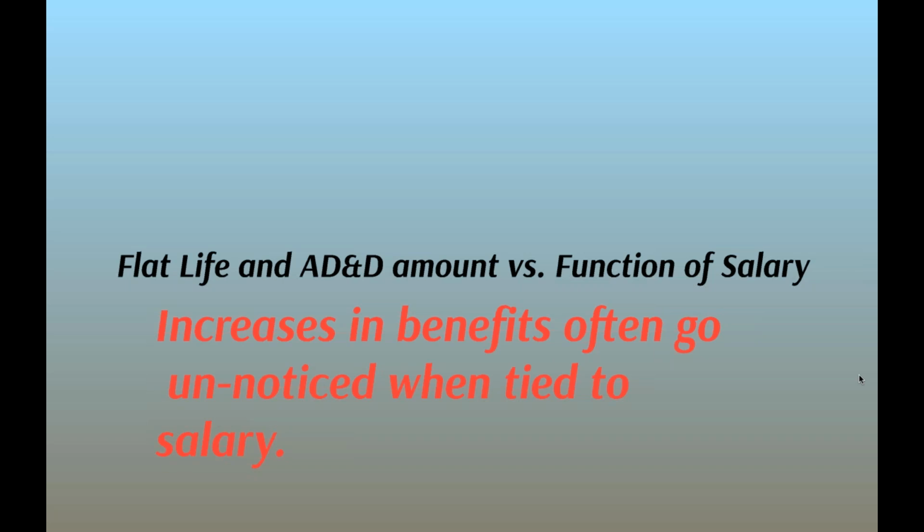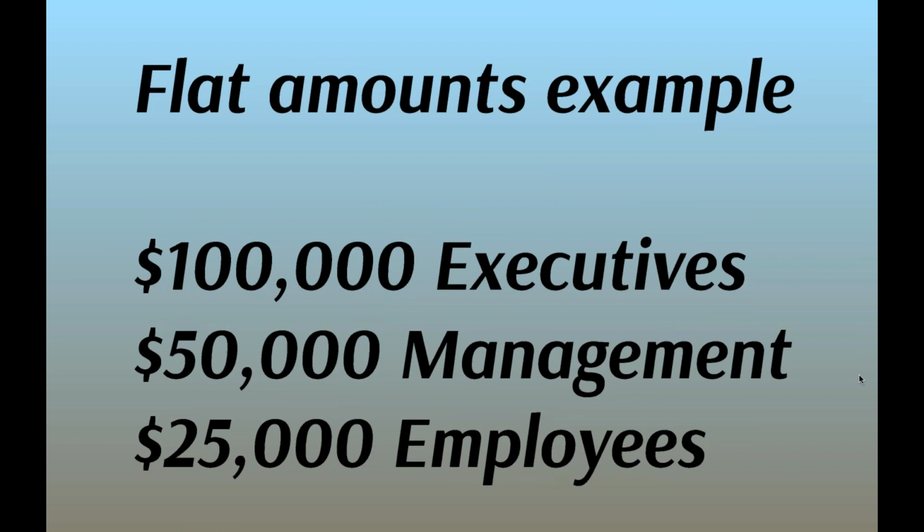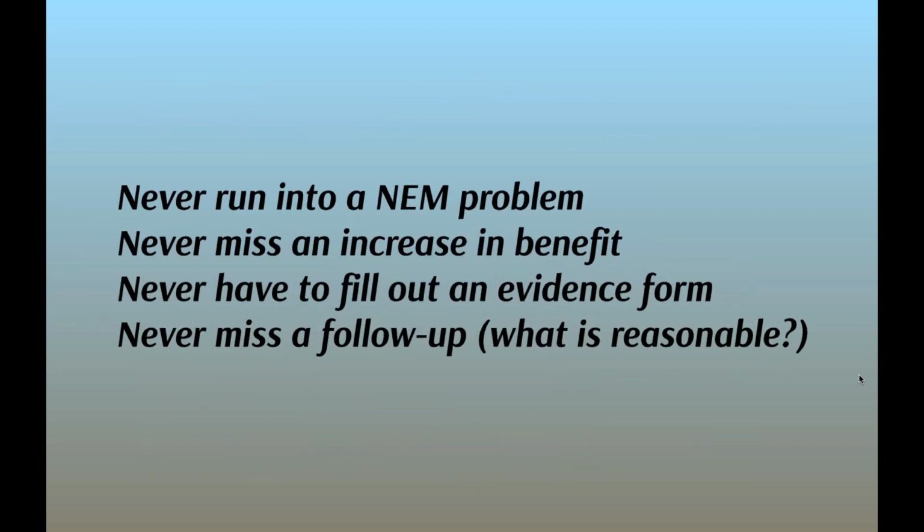So a flat life insurance and AD&D amount, I think, is easier to understand. It's easier to manage. We're saying, hey, executive employees are getting $100,000, management employees are getting $50,000, employees are getting $25,000, for example. They're easy to understand. They're easy to manage, and it reduces your risk and your employer's risk a fair amount and also creates opportunity. So let me explain. You never run into an NEM problem.